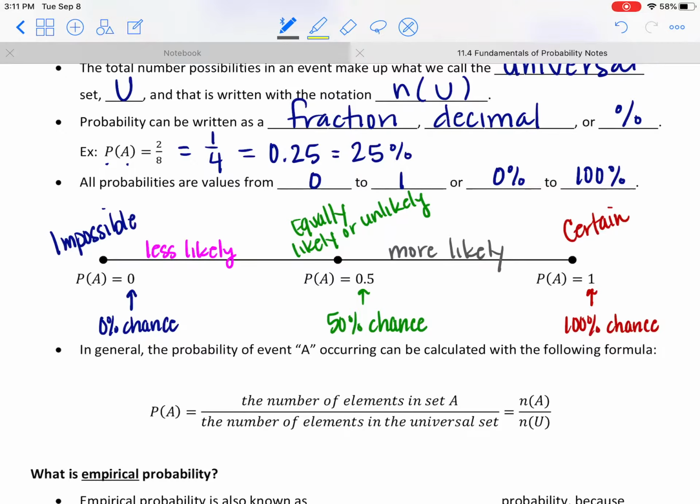Okay, so probabilities, again, decimal, fraction, percent, all okay. Probabilities have to be from 0 to 1 or 0% to 100%, ranging from impossible to certain, and then those descriptors in the middle.